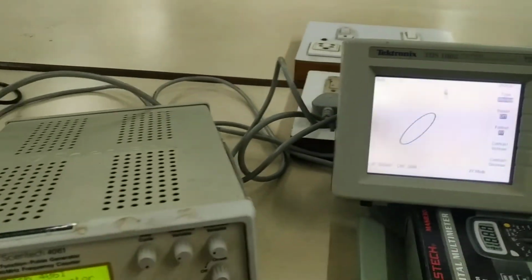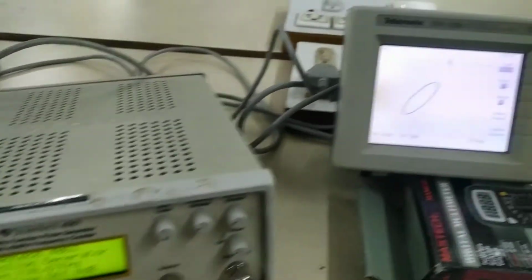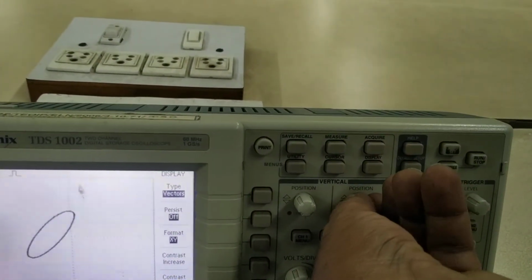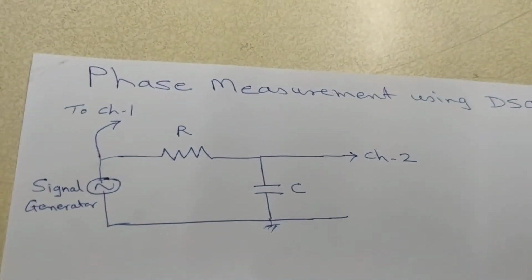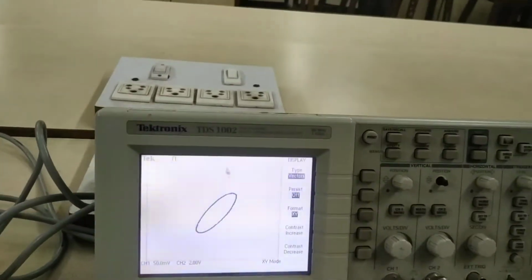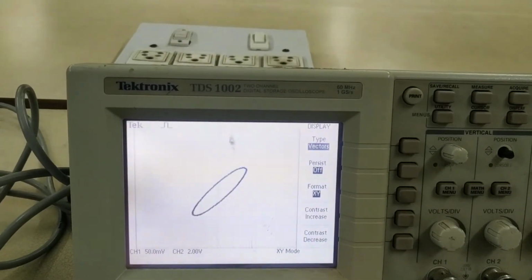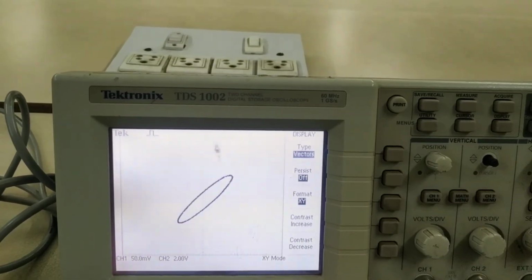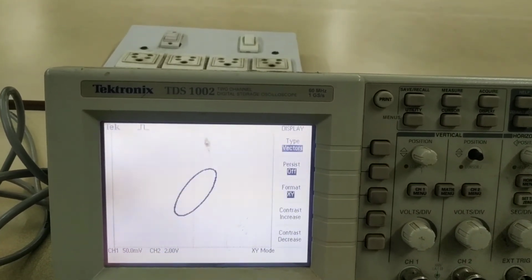Now let us change the frequency of the signal generator, and you observe that the figure will be changing, or the angle will be changing, because the R and C components are there, so it is frequency dependent. So I am changing the frequency. You can observe that the Lissajous figure or pattern is changing. I have increased the frequency. Similarly, I will decrease the frequency so that you get the Lissajous pattern with a variation.